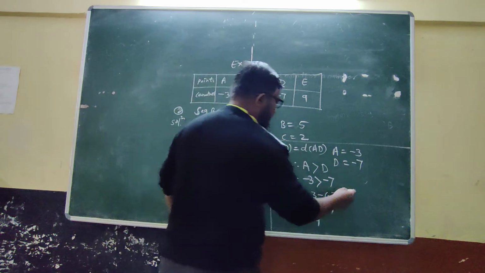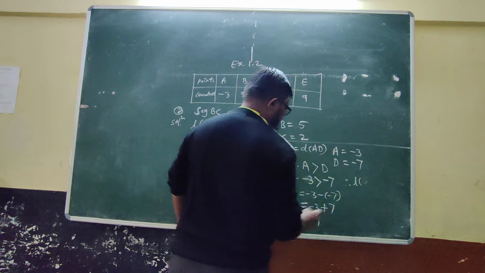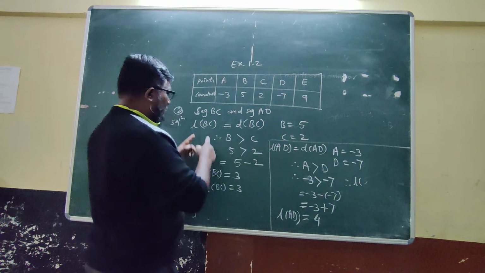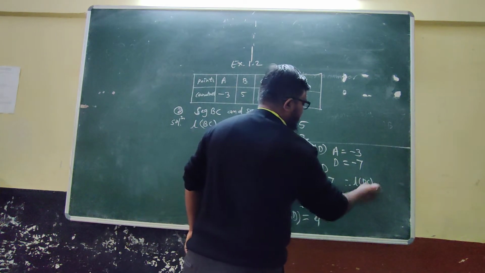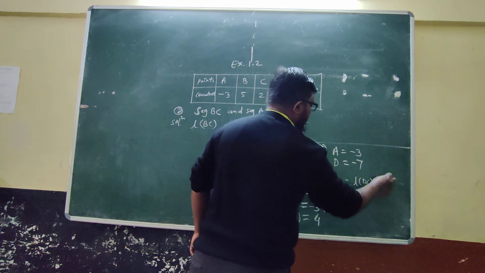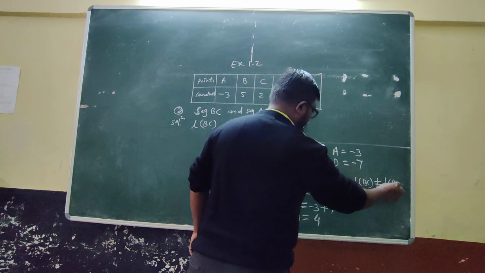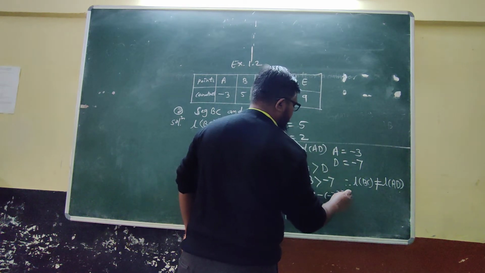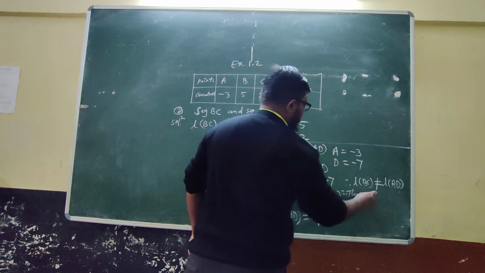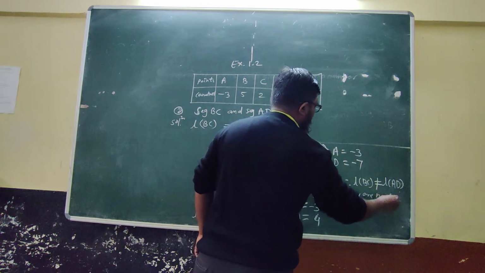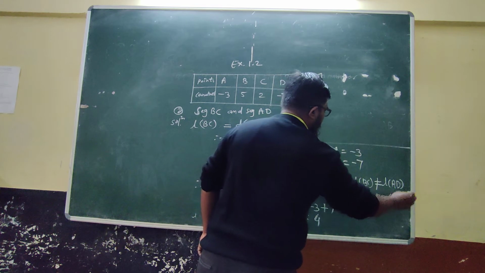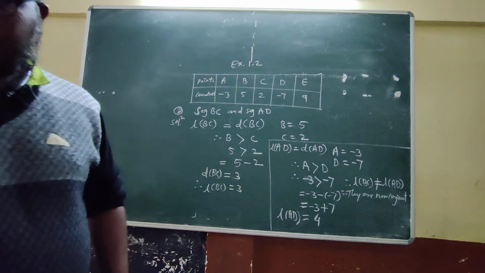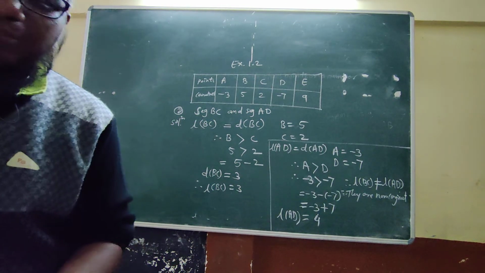Therefore, we can write length of AD, length of BC is not equal to length of AD. Therefore, they are non-congruent. Like this, we have to solve all the examples which are given in exercise number 1.2.